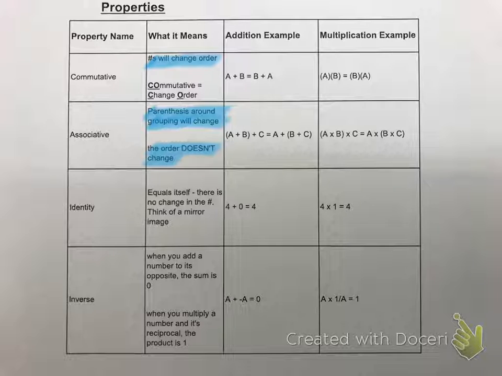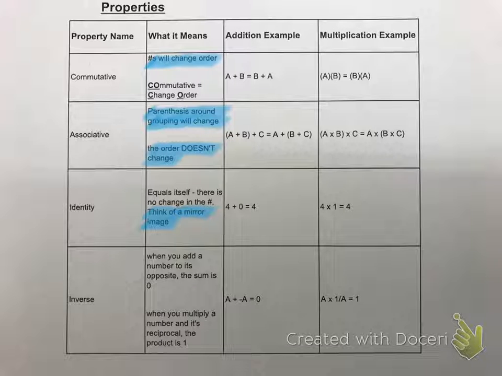For the identity property, that means that it's equal to itself. Okay, there's no change in the number. So if you thought about it, like you think of a mirror image. If you look at yourself in the mirror, you're seeing a reflection of yourself. Nothing's changing. So for addition, we're just adding 0. Or for multiplication, we're multiplying by 1.